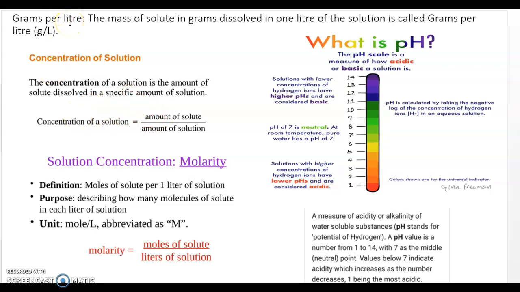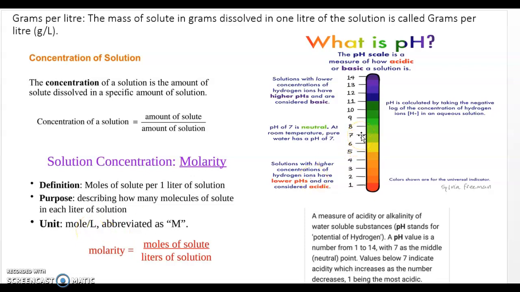Next is grams per liter. This will be useful for solving sums. It is the mass of solute in grams dissolved in 1 liter of the solution. So we have to measure the solute in grams. These are the terms used while solving sums. Next is molarity, which we also use. Molarity means moles of the solute per 1 liter of the solution. The formula is moles of solute divided by liters of solution. It is represented by capital M, and the unit is mole per liter.